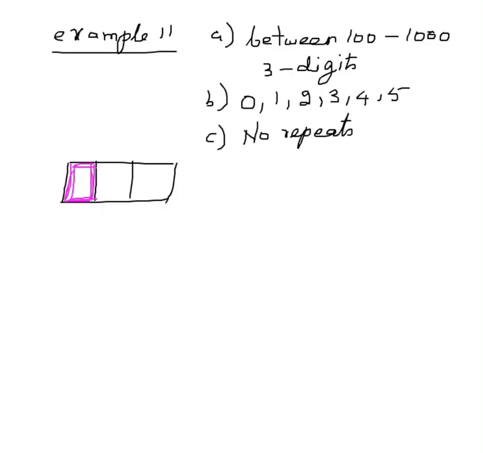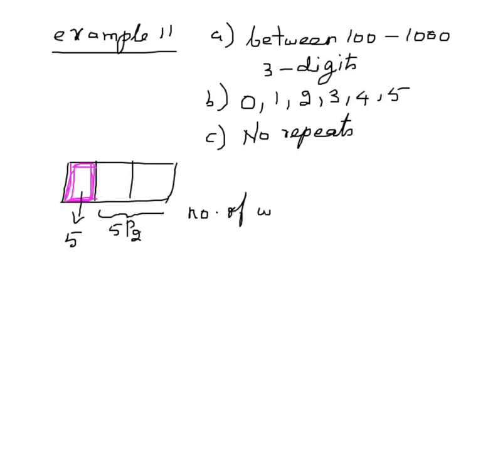Therefore, I cannot use 0 in the hundreds place. So that position has a certain condition. 0 cannot be used. So fill up that position first. So this can be filled up in 5 ways because 0 cannot be used. 1, 2, 3, 4, 5. Only 5 choices are there for this position. Then for the rest of the 2 positions, I have remaining 5 digits, out of which I have to select 2 and arrange in 5p2 ways.